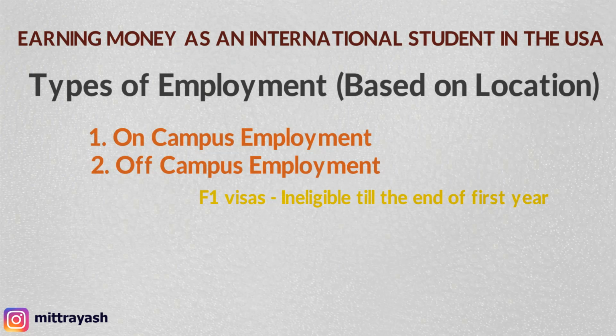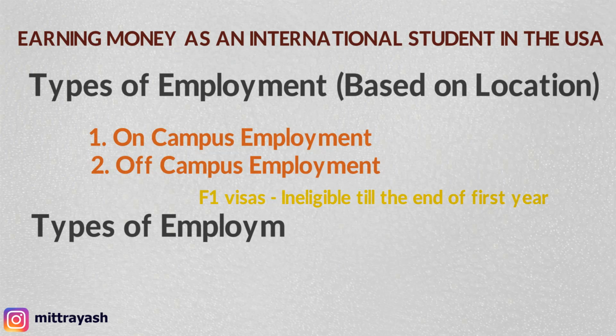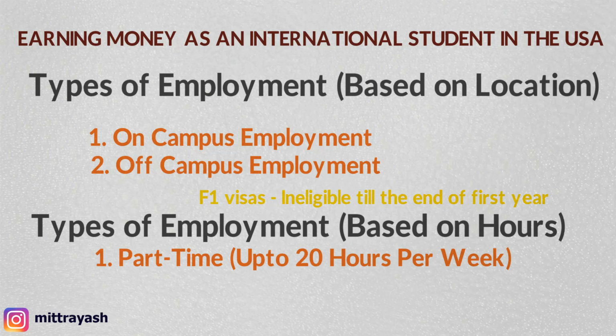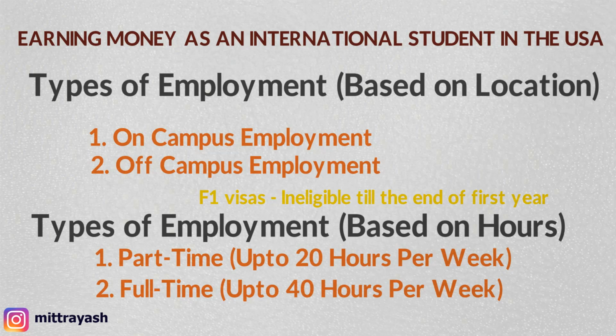Alright, so now the second kind of categorization is based on the number of hours. If you are working less than or equal to 20 hours per week, in that case, you are doing part-time work. In case you are doing more than 20 hours per week and anywhere less than 40 hours per week, well, in that case, that's full-time work. Now, whether you do part-time or full-time work will have a significant effect on the number of months that are left in your CPT and OPT.